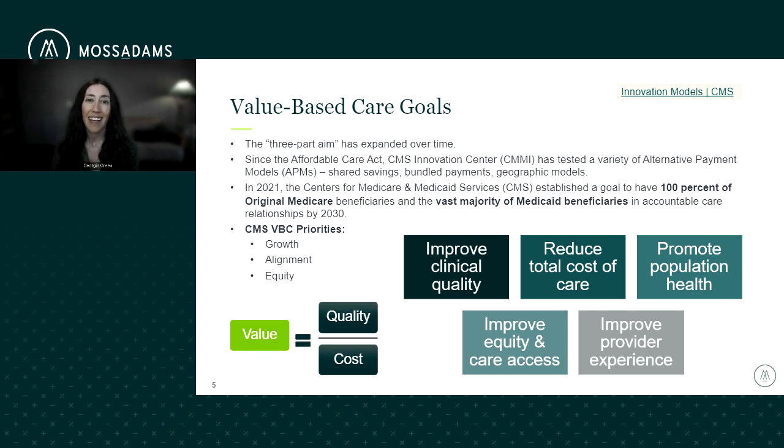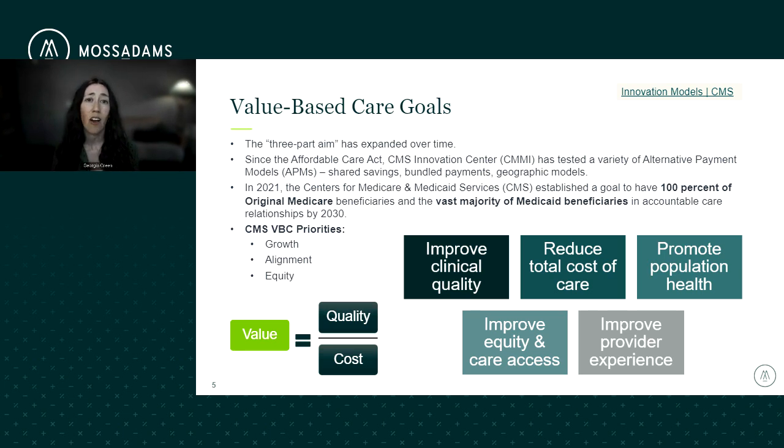That has expanded. Like anything, there's always scope creep, and it then became kind of the quadruple aim, where we also, of course, are very interested in improving provider experience and reducing burnout, and allowing providers to deliver the type of care that they want to. And then in recent years, it's also expanded. I don't think anyone's calling it the quintuple aim, but there's obviously a lot of emphasis on equity and care access. And CMS recently reiterated their priorities are growth, alignment, and equity.